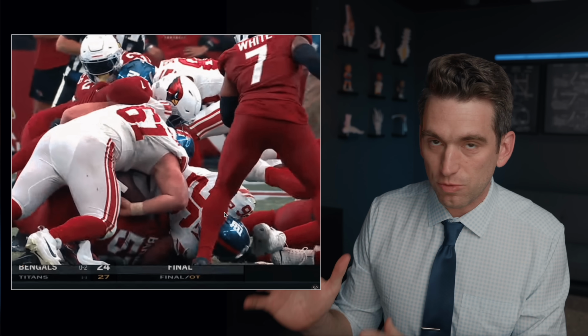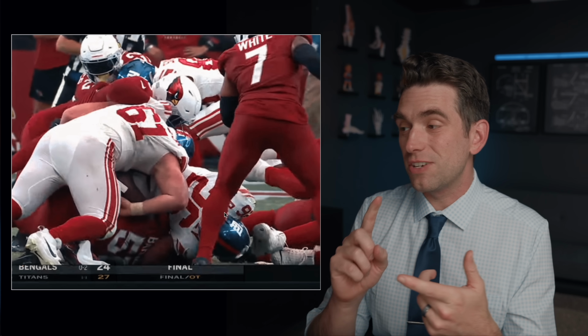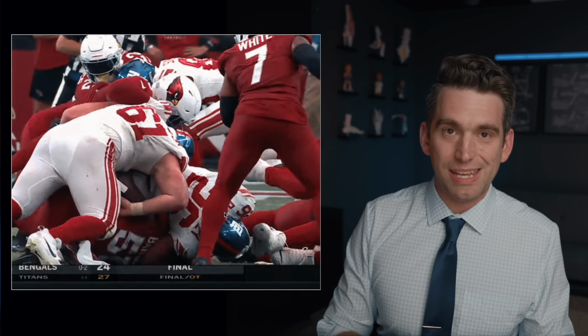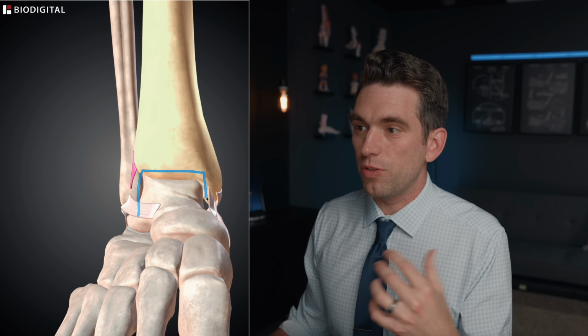So a classic situation where we can see the mechanism for a high ankle sprain and potentially a knee injury, most often an MCL. If we look at our biodigital anatomy tool here, this ankle ligament that's shown highlighted in pink is the classic high ankle ligament. It's the AITFL, you might hear it referred to as the syndesmosis. It's the connection between the fibula, the bone on the outside of the ankle, and the tibia, which is the shin bone.